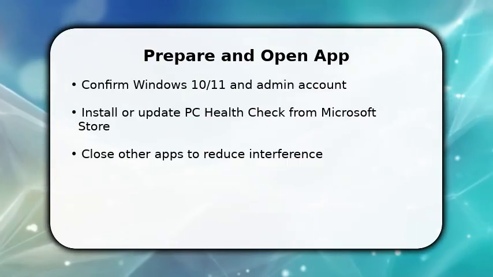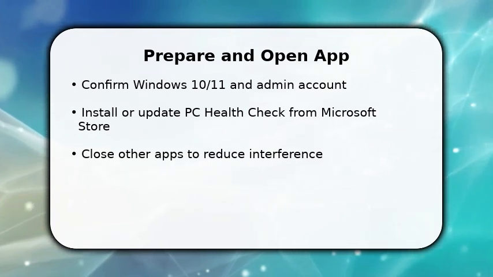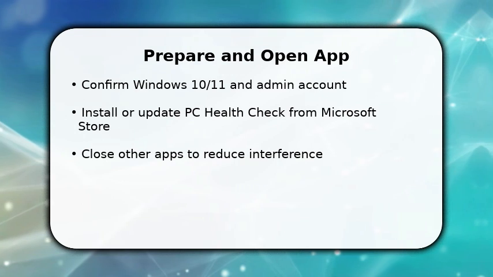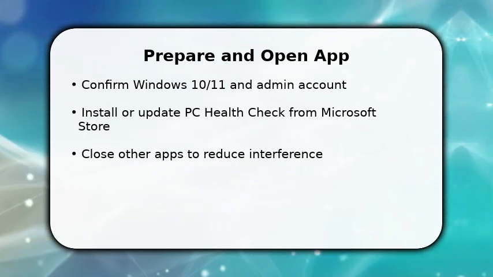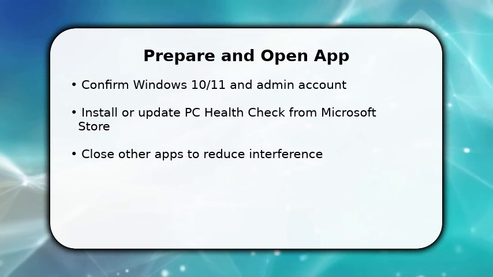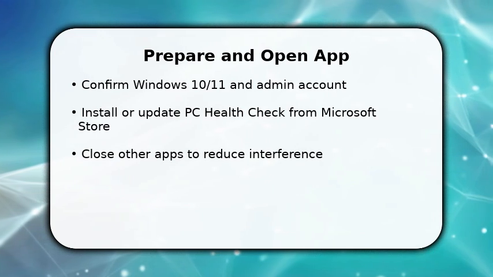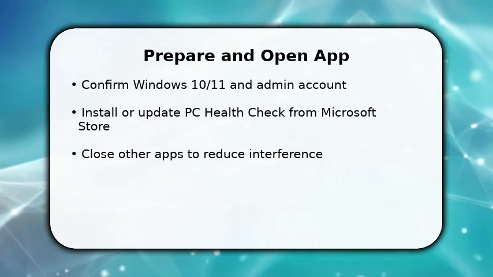You start by confirming the essentials. You are on Windows 10 or 11 and signed in with an administrator account. Once those are set, open the Microsoft Store and install or update the PC Health Check app. This ensures the latest compatibility checks. Make sure to close background applications to avoid slowdowns while the tool runs.